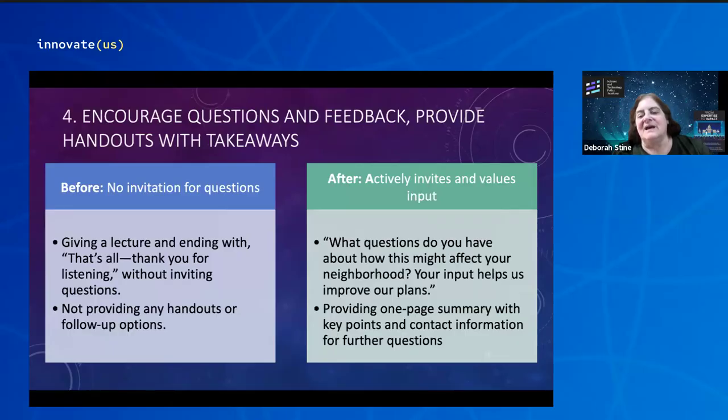So you might instead say, what questions do you have about how this might affect your neighborhood? Your input helps us improve our plan. So you're making them part of the process. And instead of not providing handouts, instead do one-page summaries, have the key points, the graphics, contact information, so there's somebody they can reach out to for more information.